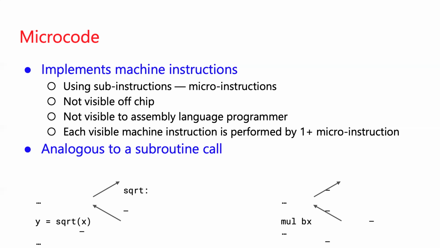Microcode is a sequence of low-level instructions built right into the processor. You can think of it as, like it says on the slide, kind of sub-instructions that make up the machine instructions that we've been learning about. This may seem weird because we've already been learning instructions that seem like they're very low level.